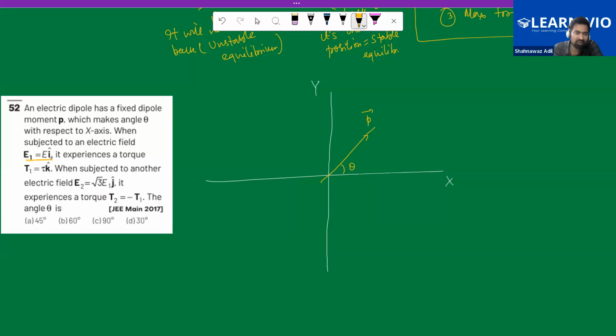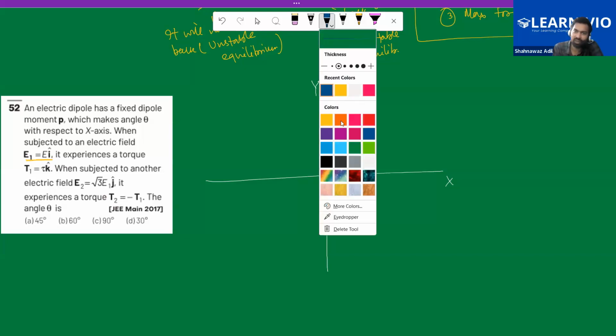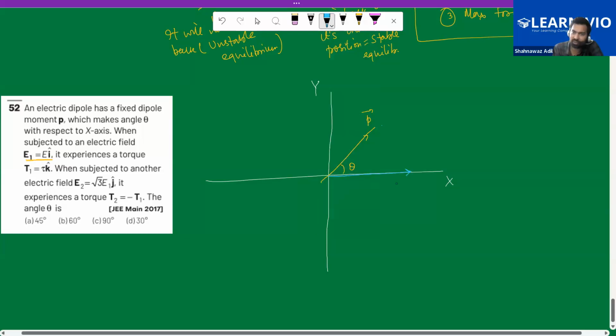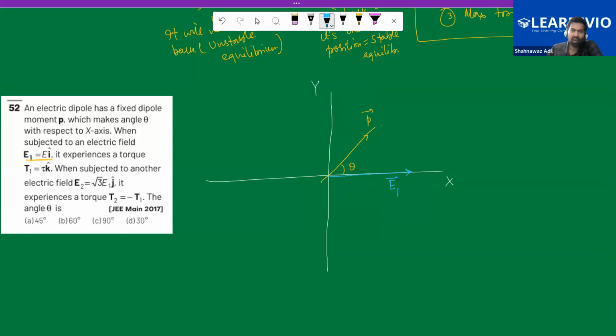So this is I hat only, right? So this would be the x-axis, right? So the direction of E1 is this one. This is E1, right? The magnitude is E.